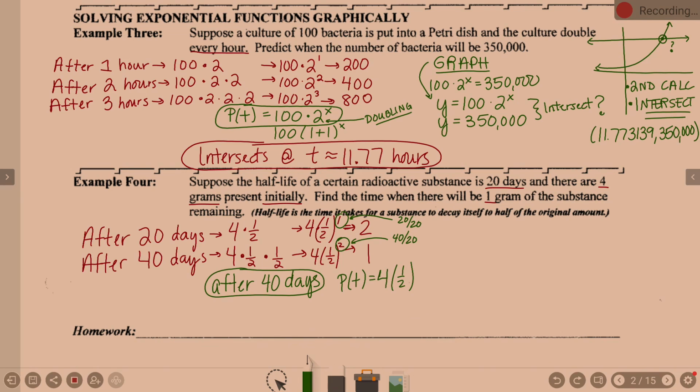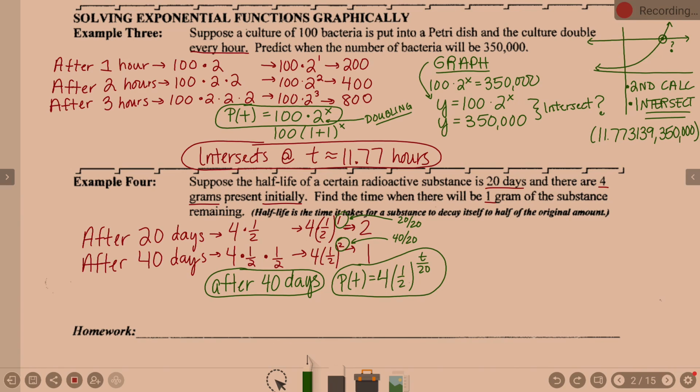Because I wrote P of T, I'm going to say T over 20. Now, the last time it didn't really matter because it's just once every 1 hour, so I didn't have an issue with the timing there. This time I had an issue with the timing because it wasn't every 1 day, it was every 20 days. So just beware because you do have to write a couple of equations, I think. I want you to realize why that is.